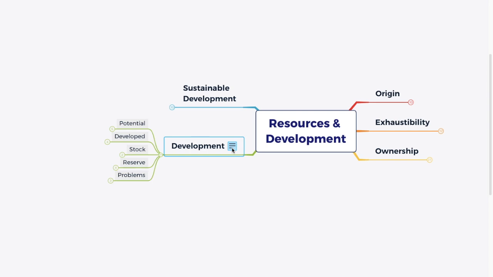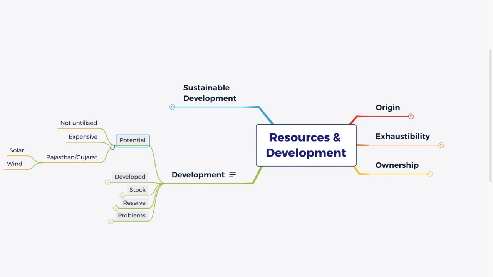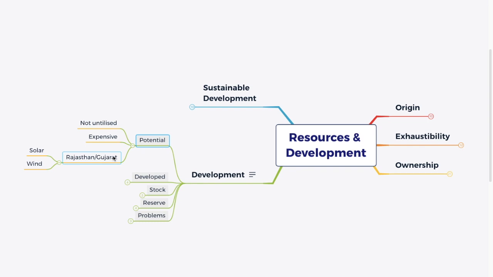That's all. Okay. So let's take the first one. Potential. You have resources which are not utilized. Why? Because they are very, very expensive. Now, example, Rajasthan and Gujarat have a lot of potential for solar and wind energy. Yes, we have tried our best to use it as much as possible. At the same time, we could not completely harness it because it is very, very expensive.